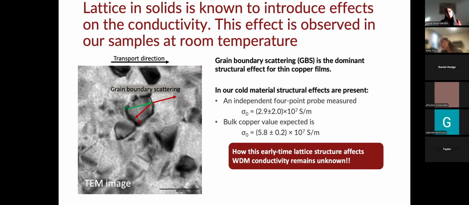If we measure the conductivity for our films in cold, in ambient temperature, using both the terahertz and also an independent 4-point probe system, which is a different way to measure conductivity, we will see that our conductivity is equal to 2.9 × 10^7 Siemens per meter, which is about half of what is predicted for bulk copper conductivity. And why does this happen?